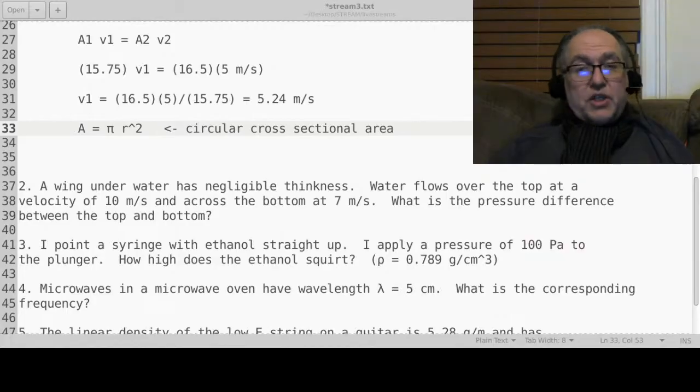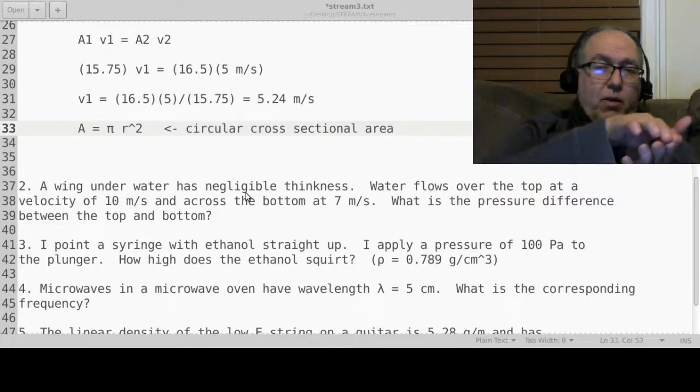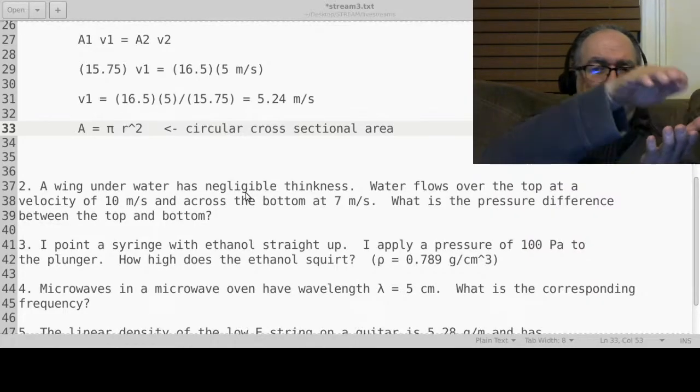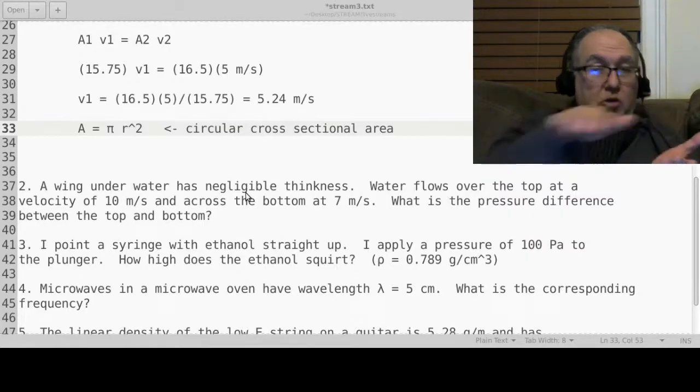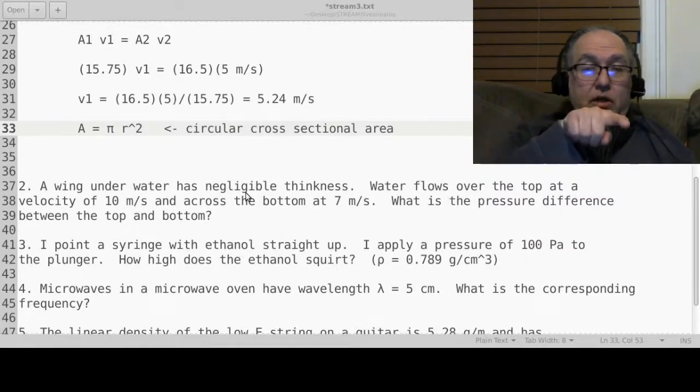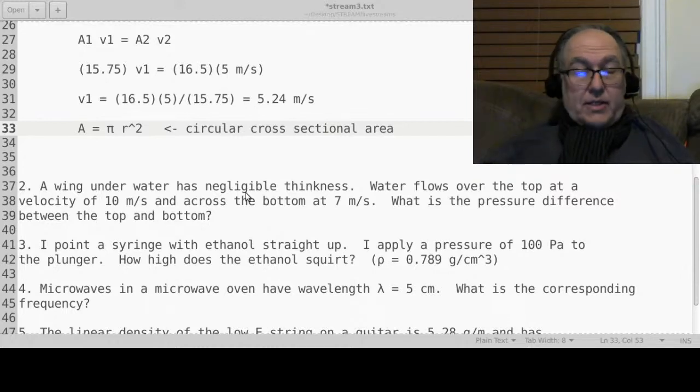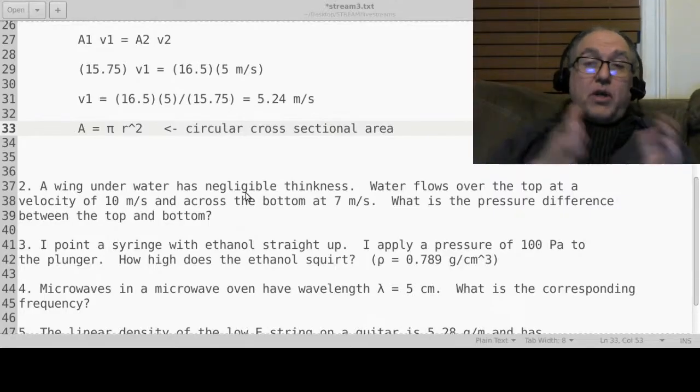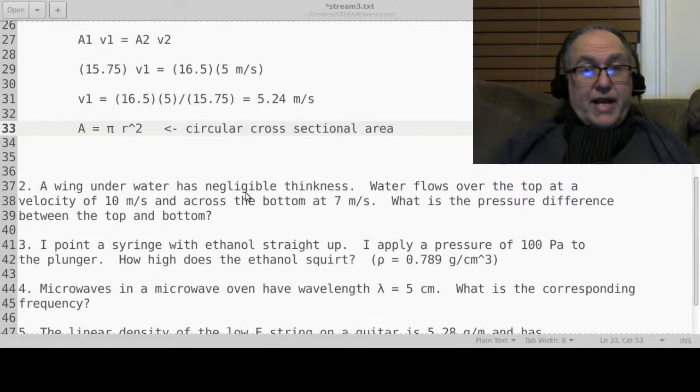So the next question is actually a Bernoulli's equation problem. Let me read it and we can go through it. A wing under water. You know how airplane wings are shaped. I'll draw it in a minute, but the upper part has more of a bulge than the lower part. That forces the air to flow faster across the top than it does along the bottom. And so that's what we have here. It's the wing, but I put it underwater because water has a bigger density, and so the pressure difference will be a lot bigger. That's the only reason I did that.